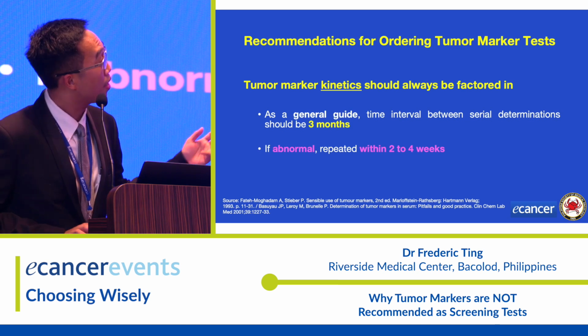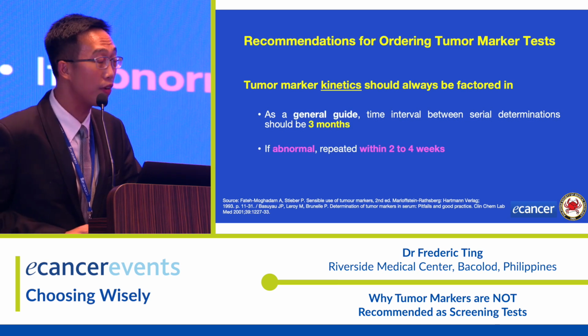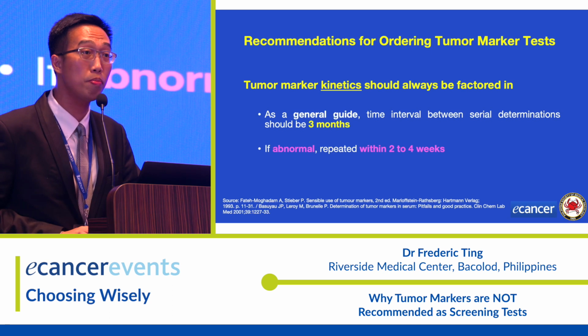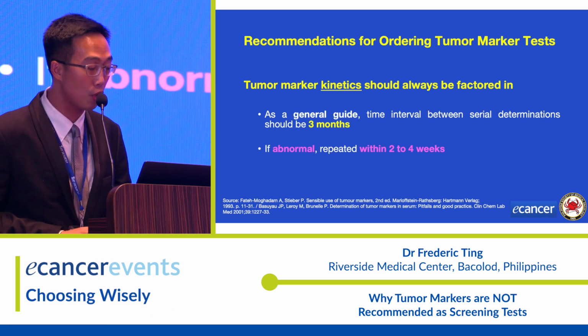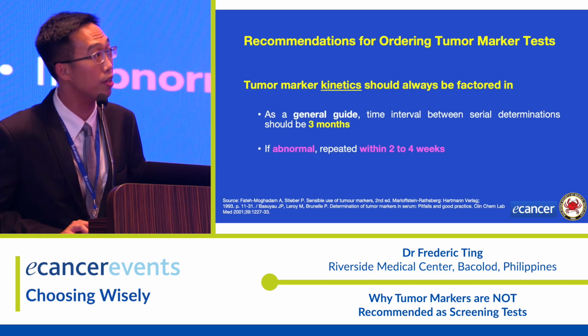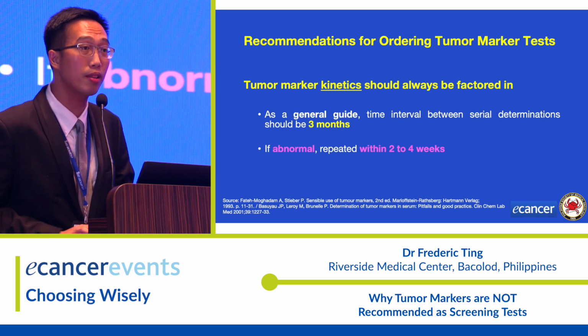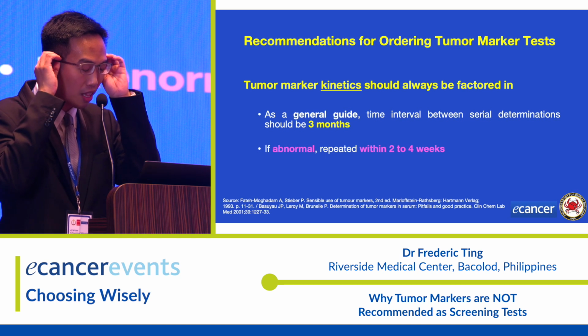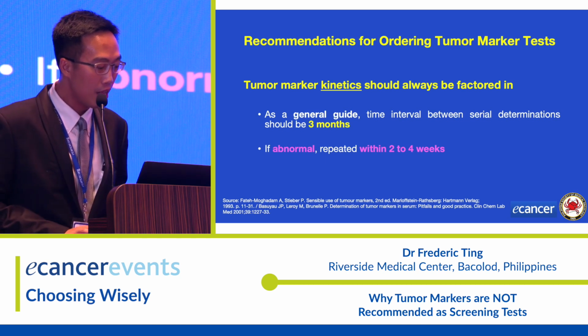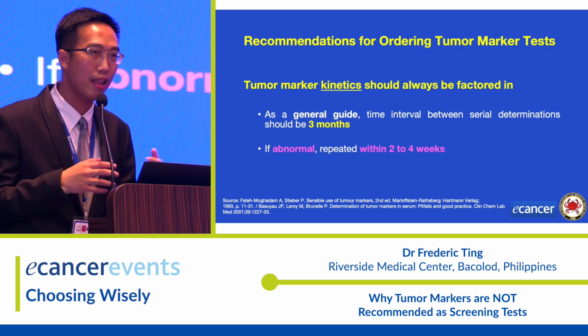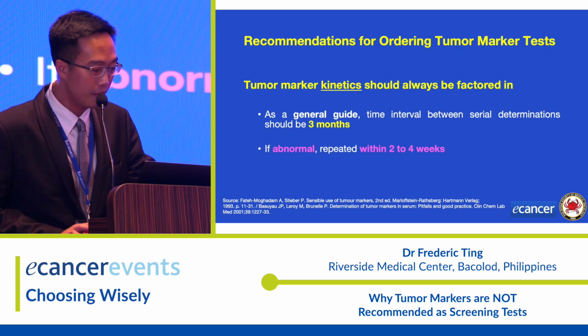So again, as a general guide, the time interval between serial determination should be 3 months. I think this is generally accepted by majority of the oncology communities around the world. But if it is abnormal, then the recommendation would be to repeat it within 2 to 4 weeks, just to see the trend and to confirm that it was not lab error or clerical error.